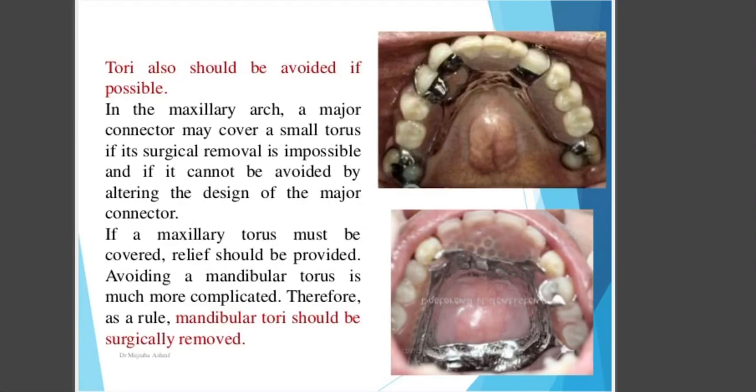So if a maxillary torus must be covered, relief should be provided. Avoiding a mandibular torus is much more complicated. Therefore, as a rule, mandibular tori should be surgically removed.